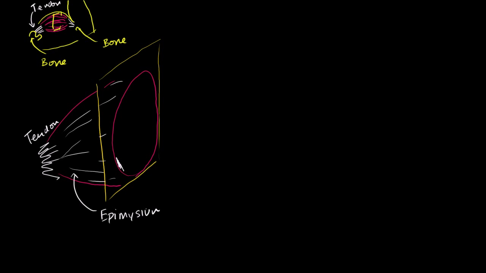Let me do it in another color. I'll do it in orange. This orange tissue right here divides off little, I guess we could call them fibers of some sort. So we have this orange tissue right there. This is called the perimysium. And that's also just connective tissue inside of the actual muscle. Perimysium.